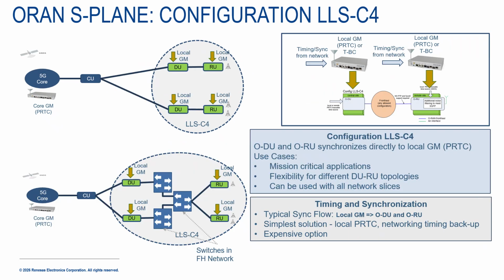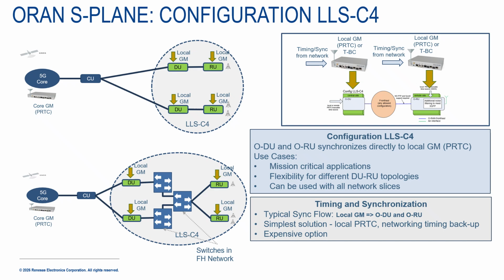Finally, we have configuration LLSC4. LLSC4 basically eliminates the network synchronization component of the front haul network. It does this by effectively defining that both the DU and RU will have a connection to its own local time source. So again, these could be used for very mission critical applications where we don't want to have to rely on the network synchronization component to deliver synchronization.